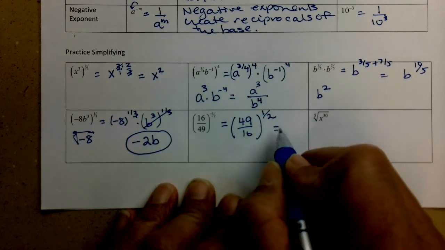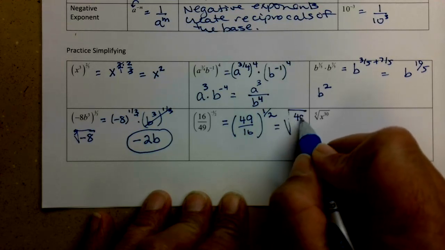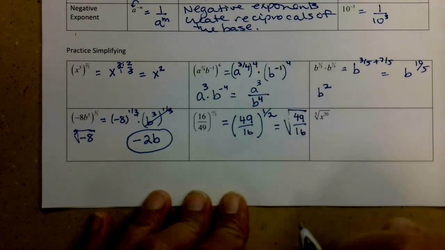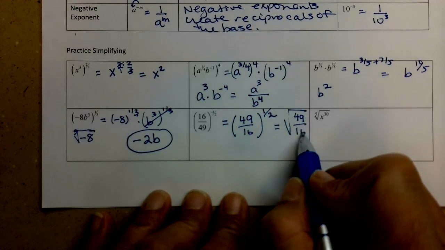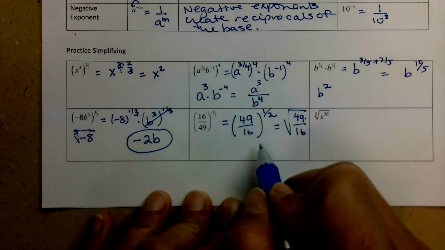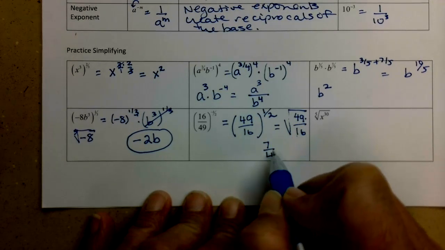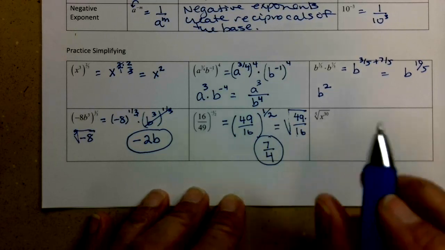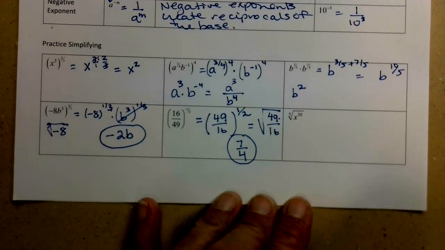And now I'm going to go ahead and put that into radical notation because they're all numbers and I just feel better that way. So I'm really doing the square root of 49/16. Square root of 49 is 7, and the square root of 16 is 4. Kind of fun, right?